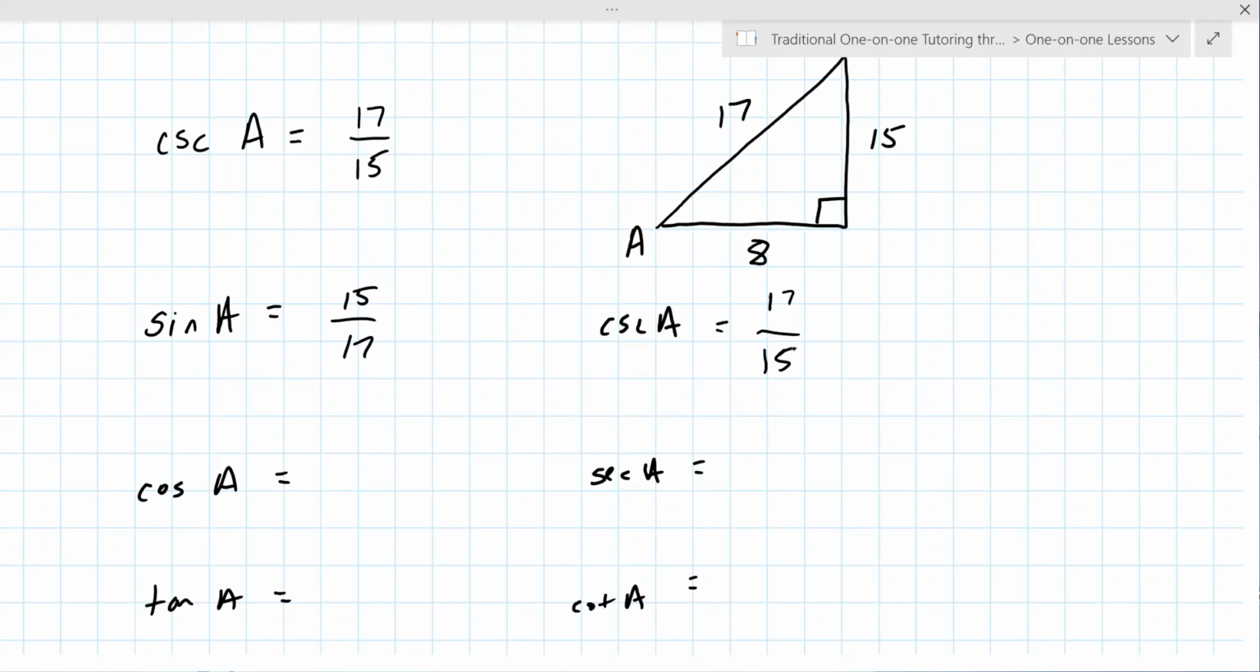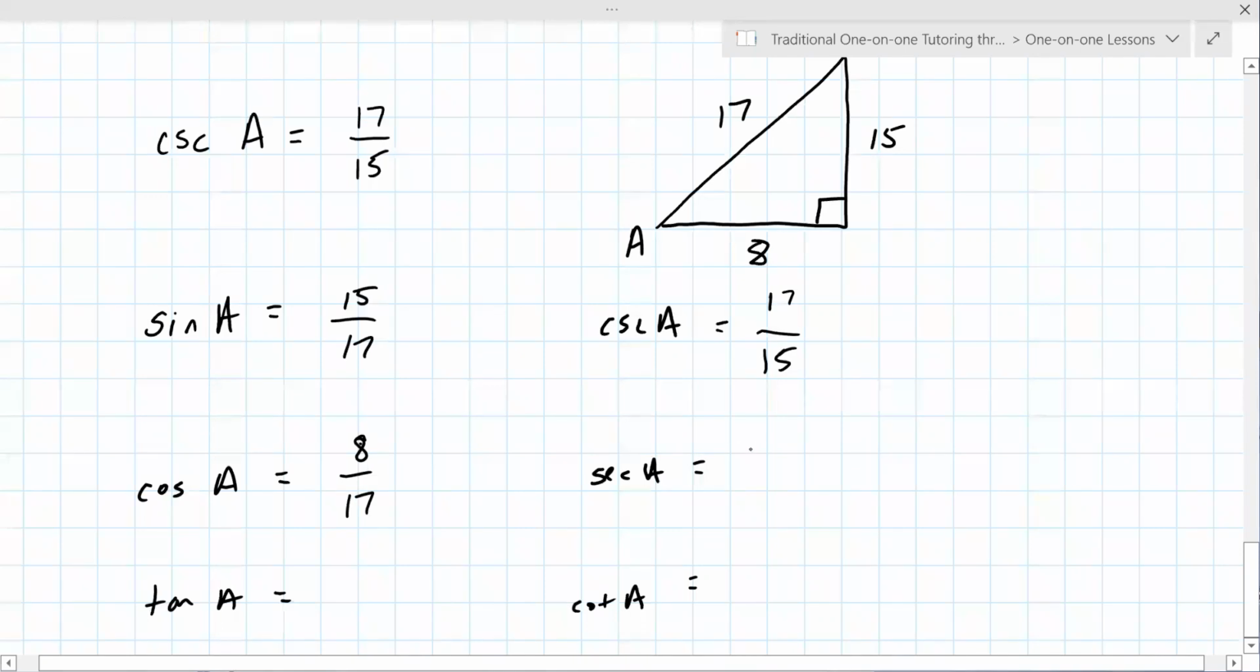How are you doing on this, Julia? I think I'm good. Okay, so here are the correct answers. There's cosine, and then I like to just flip them immediately to get the other ones. Tangent is 15 over 8, so cotangent is 8 over 15.